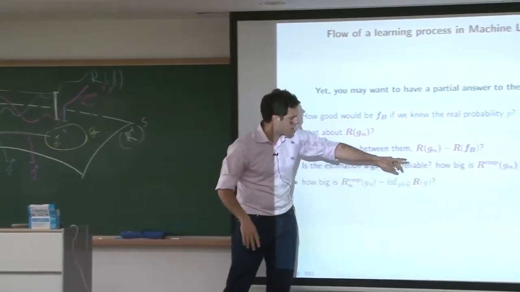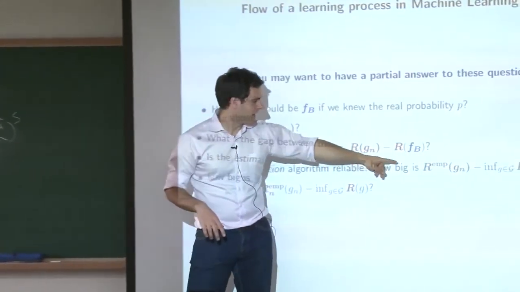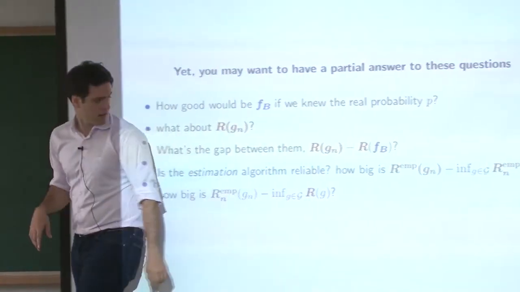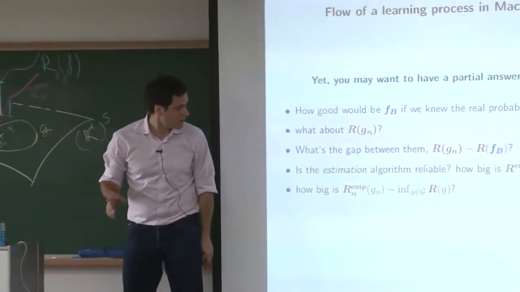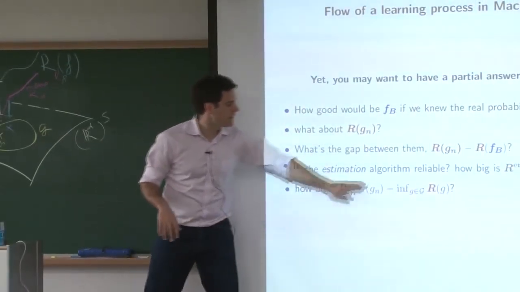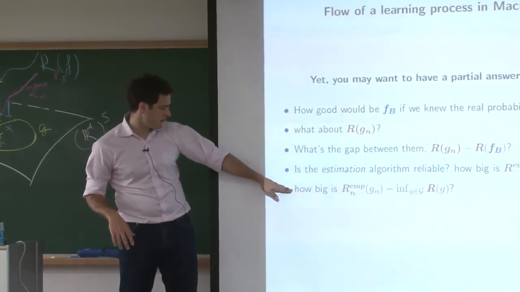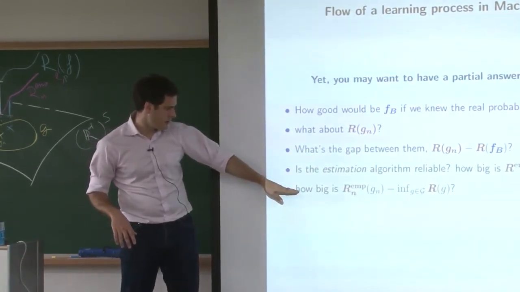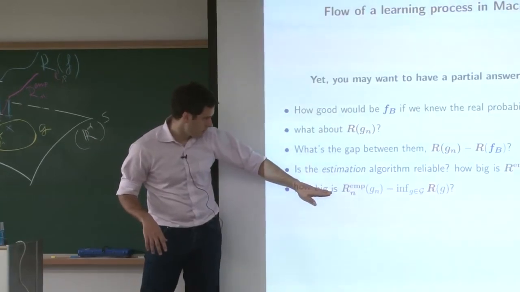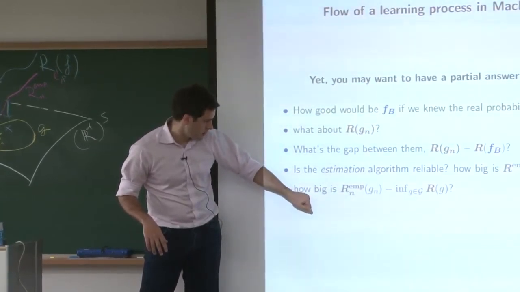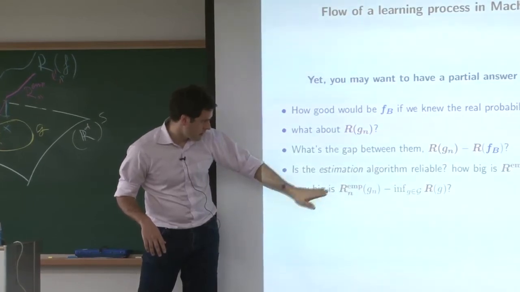Okay, sorry, this is a different thing actually. This is even another thing. It's the difference between the empirical risk of Gn. No, that's good. That's what I want to say. Yeah. Okay. Well, this is the same thing.